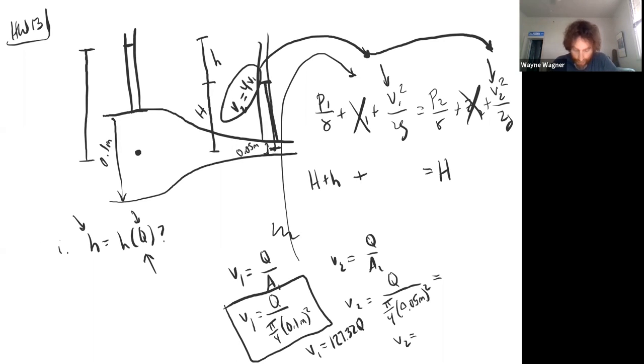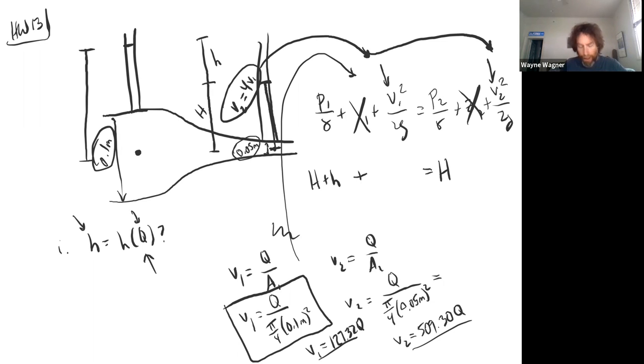And V2 is going to be, well, V2 is 4 times that, right? So we'll take that number and multiply times 4. And we'll get 509.30 Q. And there's some units in there that I'm ignoring at the moment. But what's interesting, first of all, is to see these massive numbers and to go, wow, that's really big. But remember, these diameters are really small. 0.5 centimeters and 10 centimeters is a pretty small pipe.